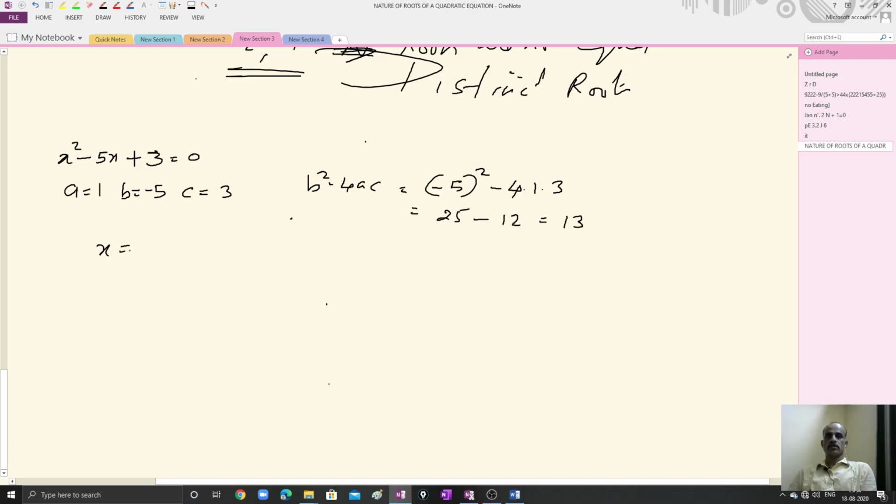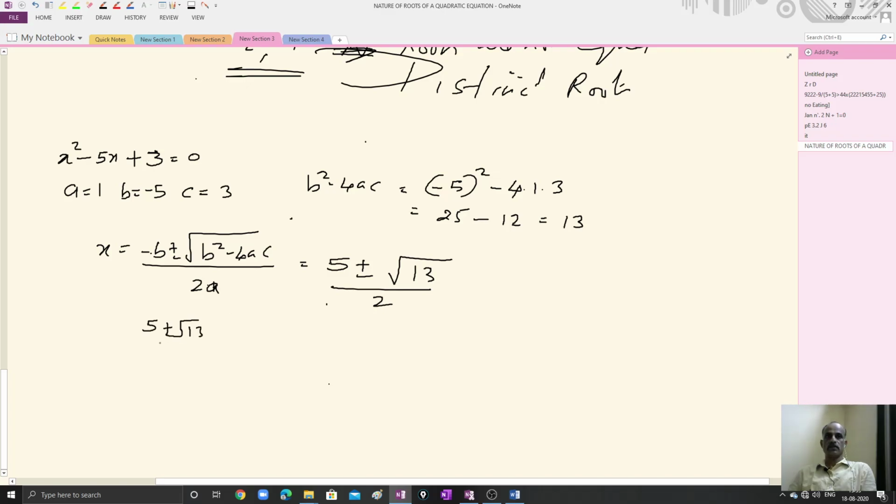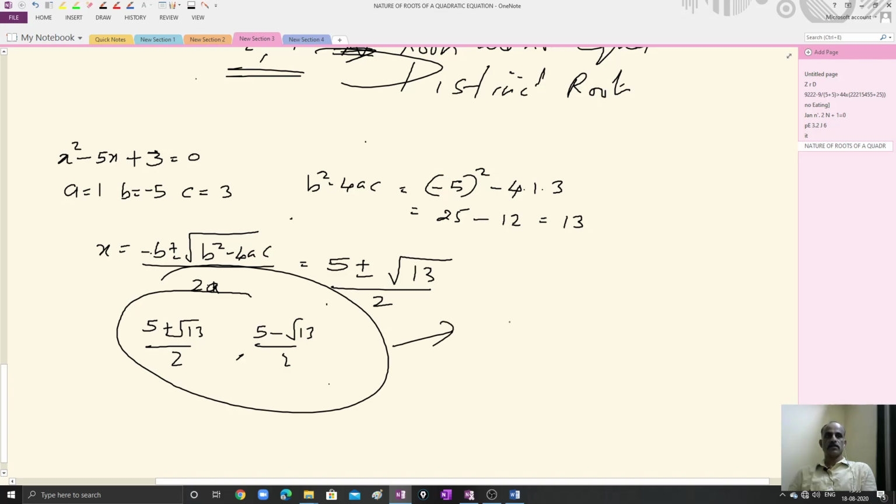So, the solutions are minus b plus or minus root of the discriminant b square minus 4ac by 2a. This is equal to 5 plus or minus root of the discriminant divided by 2. So, this is equal to 5 plus root 13 divided by 2, and 5 minus root 13 by 2. Anyway, we can see that they are not equal, they are different. Unfortunately, the values are coming to be irrational numbers.